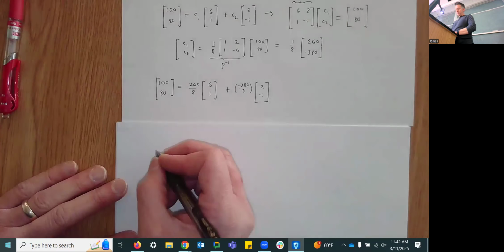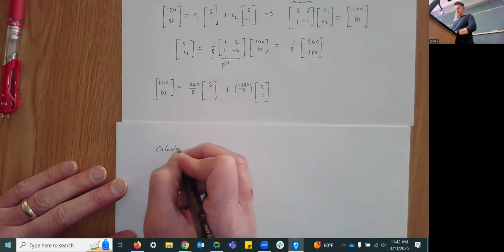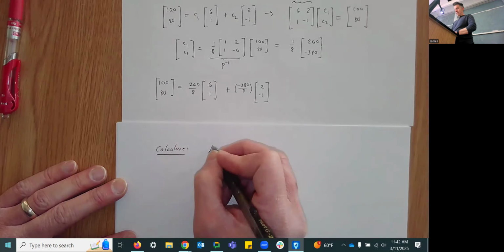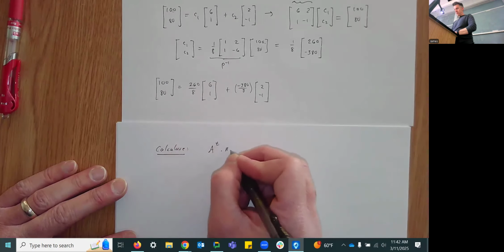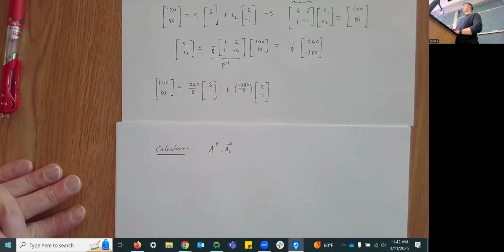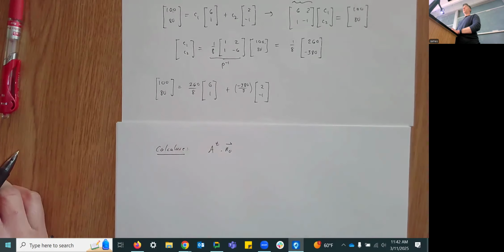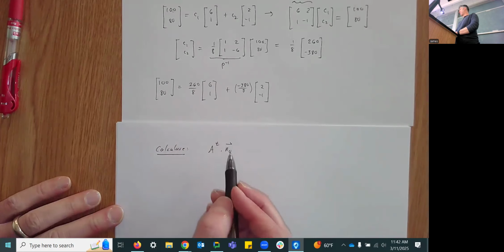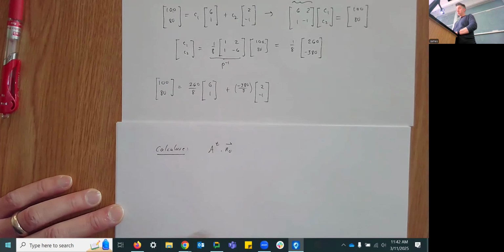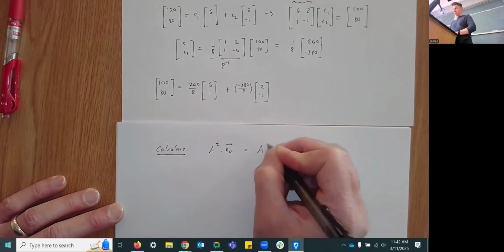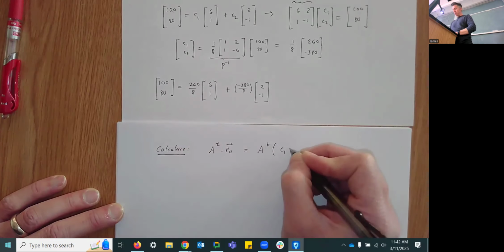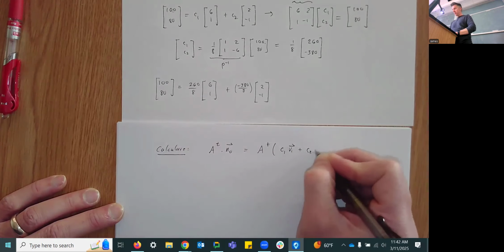So we're trying to calculate something like A to the t times some initial vector. And here's what we just did. We just rewrote that initial vector as a combination of our eigenvectors. This is equal to now A to the t times C1 times our first eigenvector plus C2 times our second eigenvector.